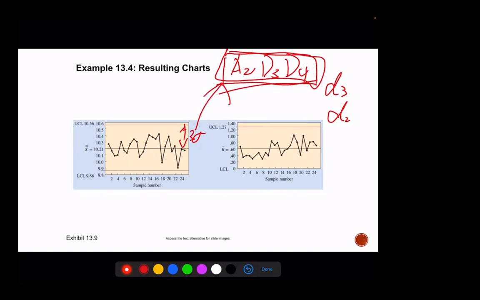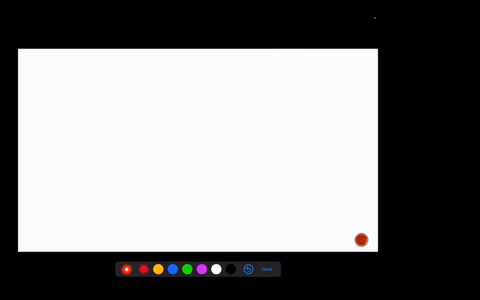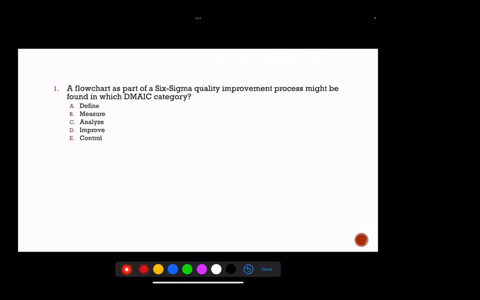And another thing I'd like to introduce is about how we know, according to the control chart, whether it is in statistical control or out of control.